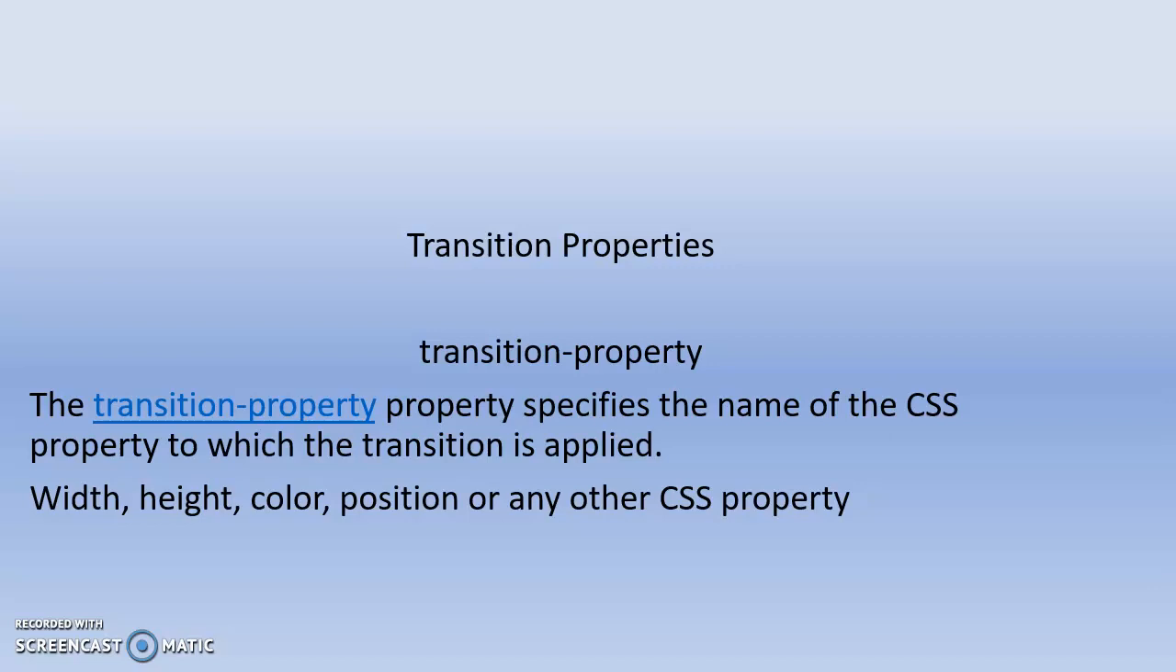When we use transitions, we have to specify some properties. The transition property specifies the name of the CSS property to which the transition is applied. Width, height, color, position, or any other CSS property can be used.